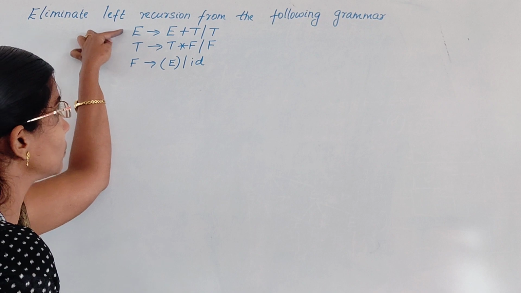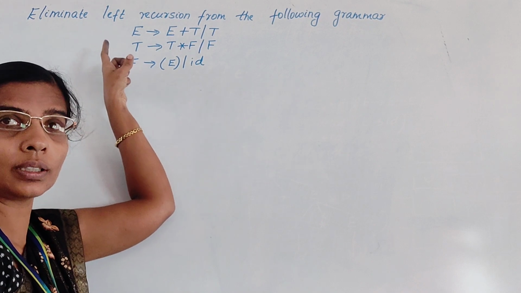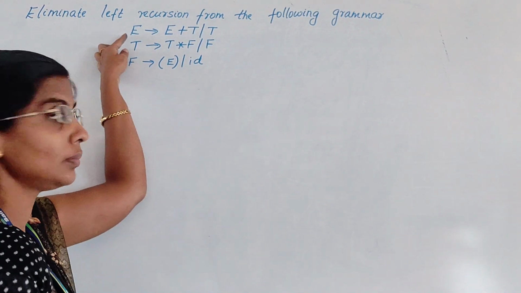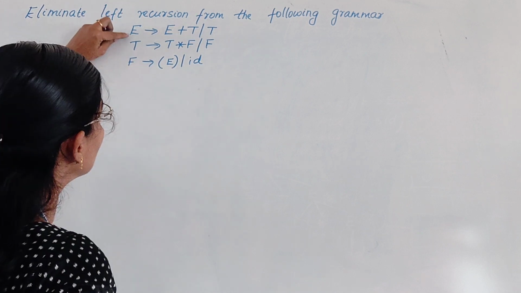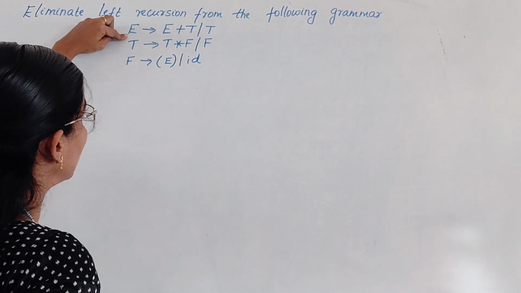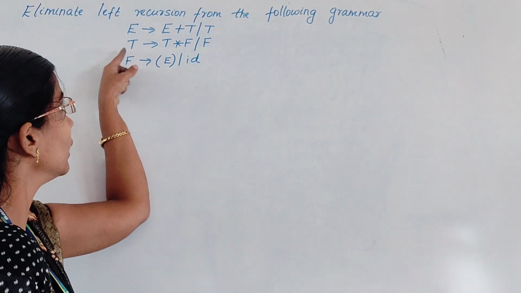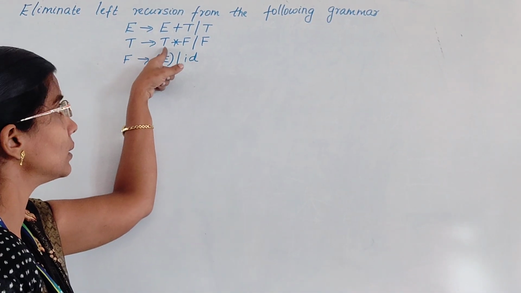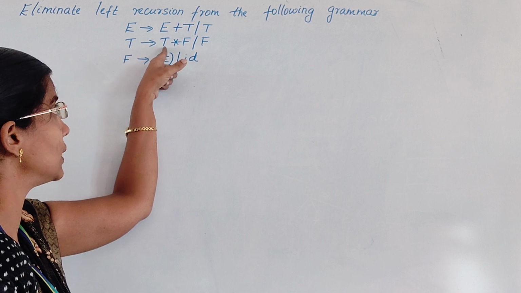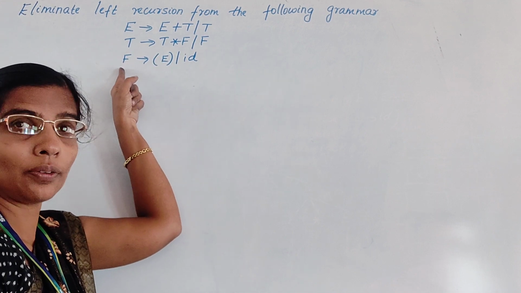Check the first one. Does it have left recursion? Yes. E is the variable in the LHS, and in the RHS the first symbol is E. Here T is the variable in the LHS, and in the RHS the first symbol is T. But what about this F?